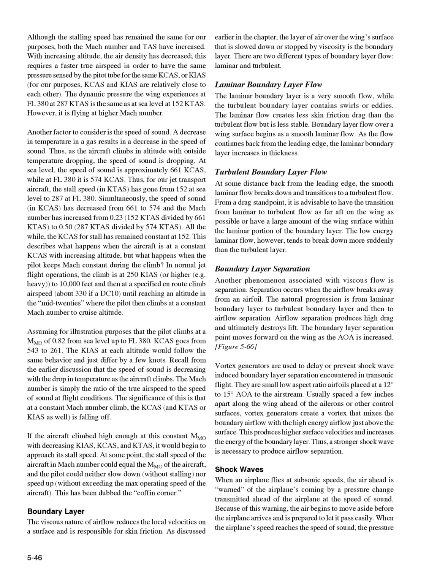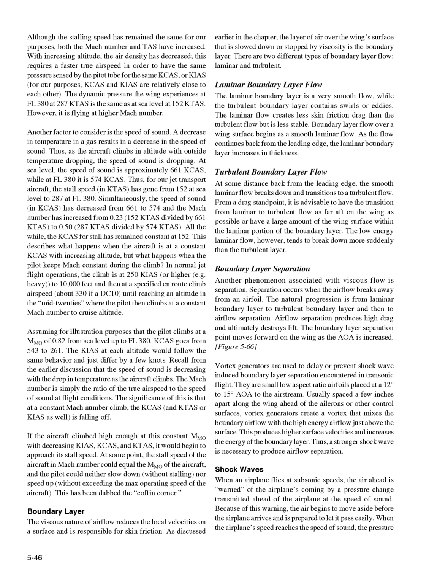Vortex generators are used to delay or prevent shock wave-induced boundary layer separation encountered in transonic flight. They are small low aspect ratio airfoils placed at a 12 degrees to 15 degrees AOA to the airstream. Usually spaced a few inches apart along the wing ahead of the ailerons or other control surfaces, vortex generators create a vortex that mixes the boundary airflow with the high energy airflow just above the surface. This produces higher surface velocities and increases the energy of the boundary layer. Thus, a stronger shock wave is necessary to produce airflow separation.